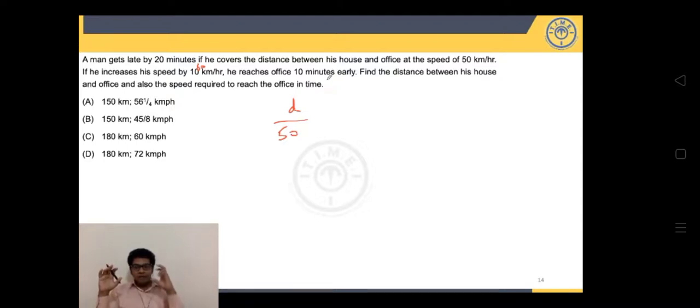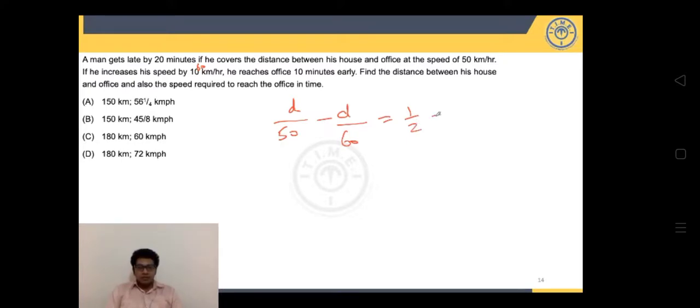I'm traveling at 50 kilometers per hour. I'm late by 20 minutes. If I have to reach at 10 o'clock, I'm late by 20 minutes. I'm reaching at 10:20. Right? If I'm traveling at 60 kilometers per hour, I'm early by 10 minutes. I'm reaching at 9:50. So the time difference between 9:50 and 10:20 is 30 minutes, which is nothing but the time difference between me traveling at 60 kilometers per hour and 50 kilometers per hour will be 30 minutes. So d by 50 minus d by 60 will be 30 minutes. What is 30 minutes? 1 by 2 hours.